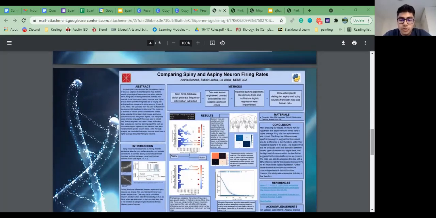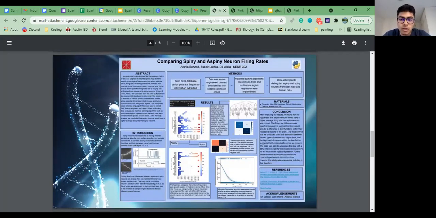So this was more of a machine learning project where me and two other people were attempting to predict spiny and aspiny neuron firing rates. We did this by using a database called the Allen SDK. We obtained a bunch of data from there, and we feature engineered it, we cleaned it, and we built these machine learning algorithms. I believe it was decision trees and logistic regression.